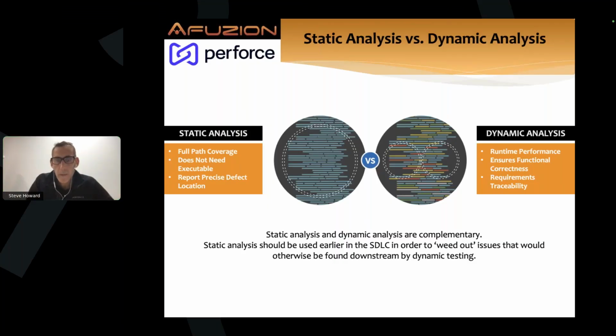So really there are again benefits to both. They are complementary, but static analysis can be used earlier in the software development lifecycle to weed out the issues that would be found downstream, thus saving us a significant amount of time and pain in any dynamic testing rework.